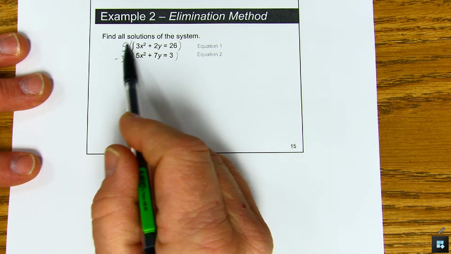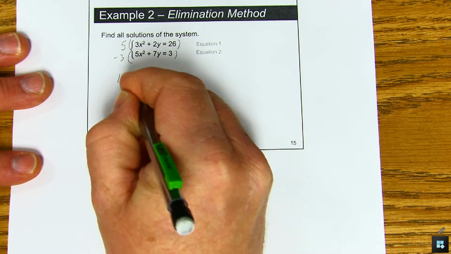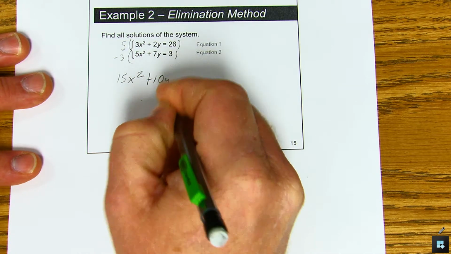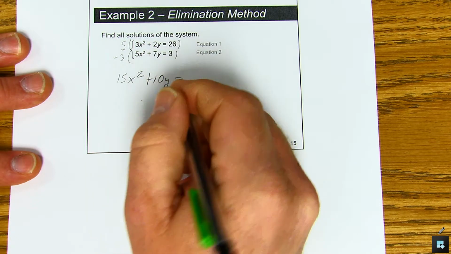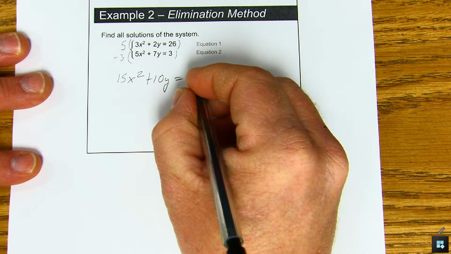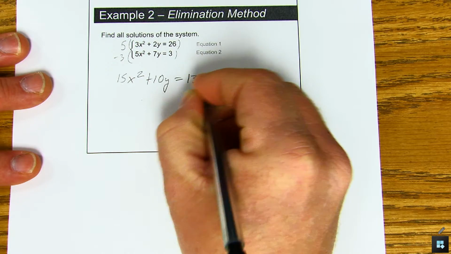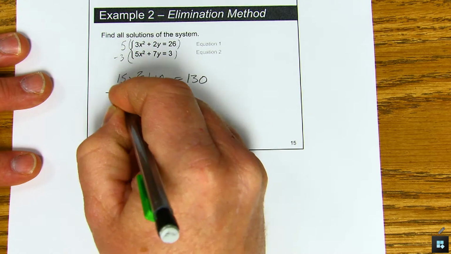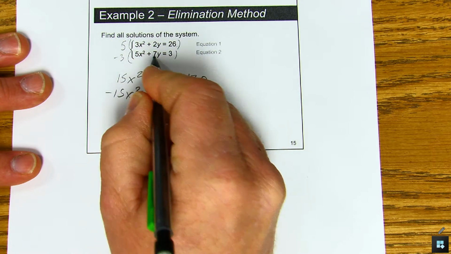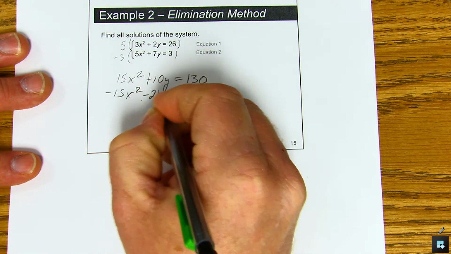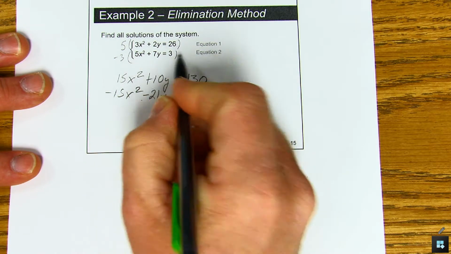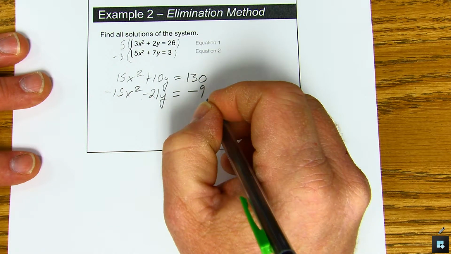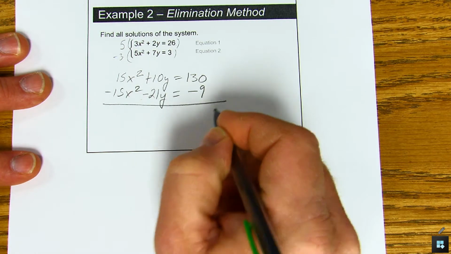So at top I get 15x squared plus 10y equals 5 times 26. That's going to be 130. Negative 3 times 5x squared is a negative 15x squared. Negative 3 times 7 is a negative 21y. Negative 3 times 3 is a negative 9. Well, we're going to run into some problems here. I can already feel it.